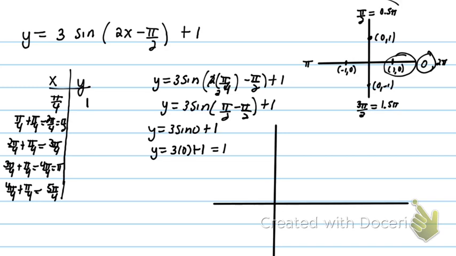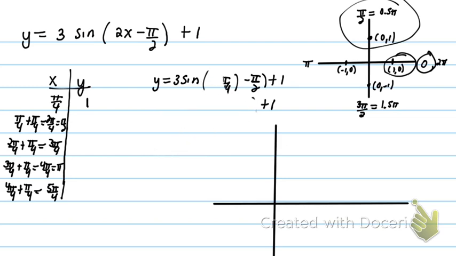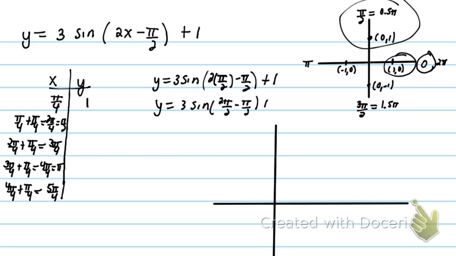We know the next one should be here, correct? We're going to plug in and make sure that's true. So I'm actually going to erase this one and come back. And now I'm plugging in this pi over 2. So we have 3 sine of 2 times pi over 2 minus pi over 2 plus 1, correct? What's 2 pi minus pi become? Pi over 2. So we're right.